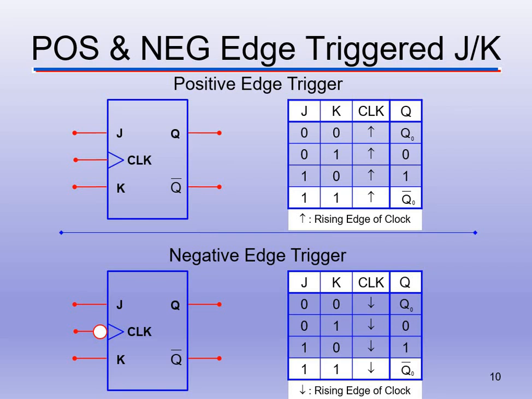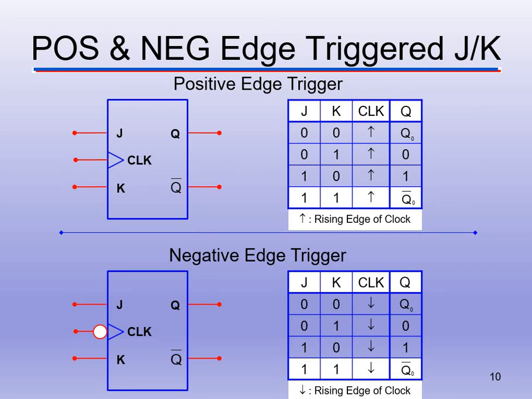We can do the exact same thing with the JK flip-flop. The normal one, the positive edge trigger, that's the schematic on top. The negative edge trigger for the JK flip-flop is we invert the clock signal. That's what the bubble means. We'll invert that input signal. Nothing changes with what's happening to the output.